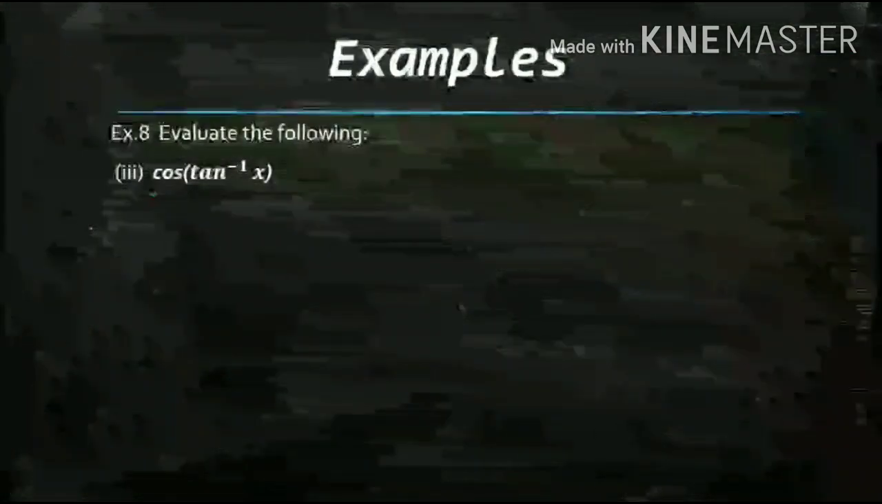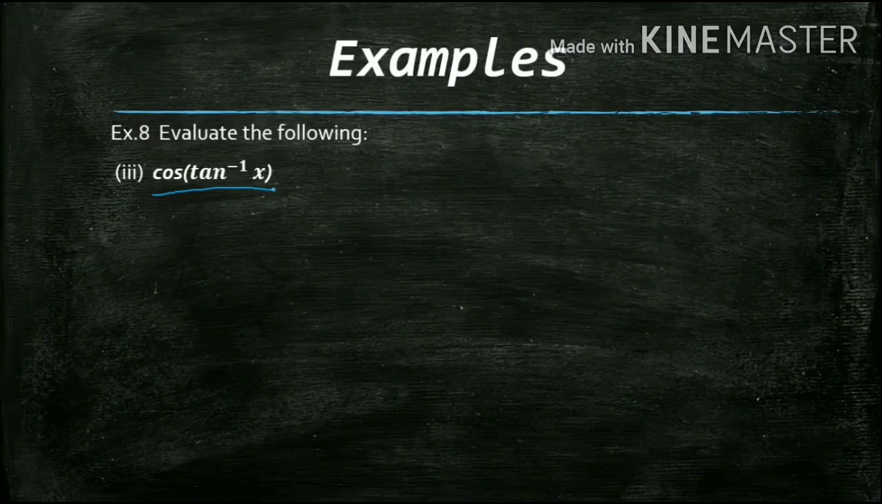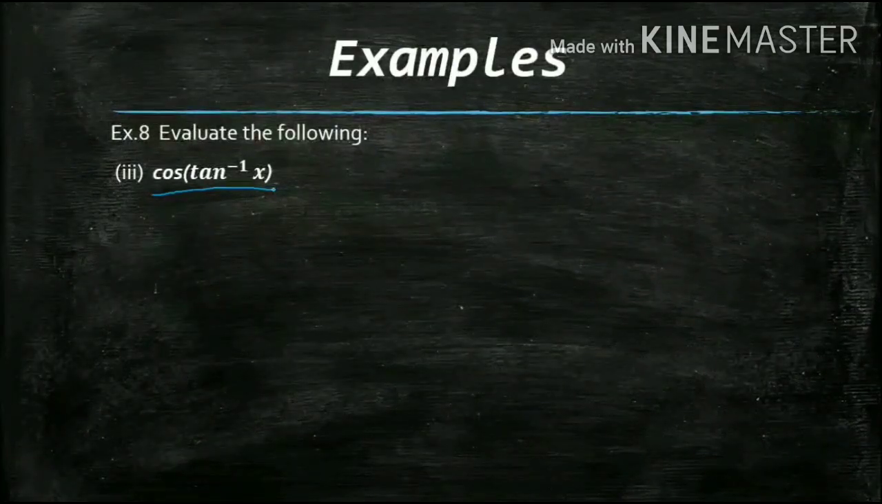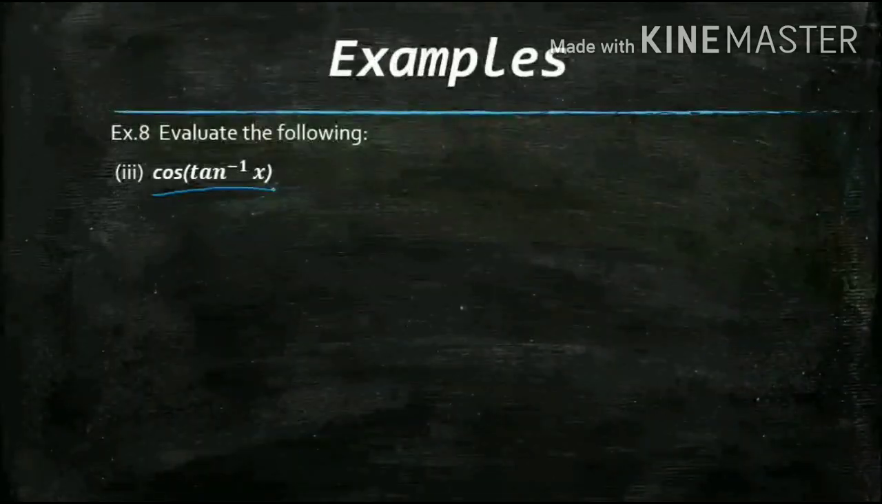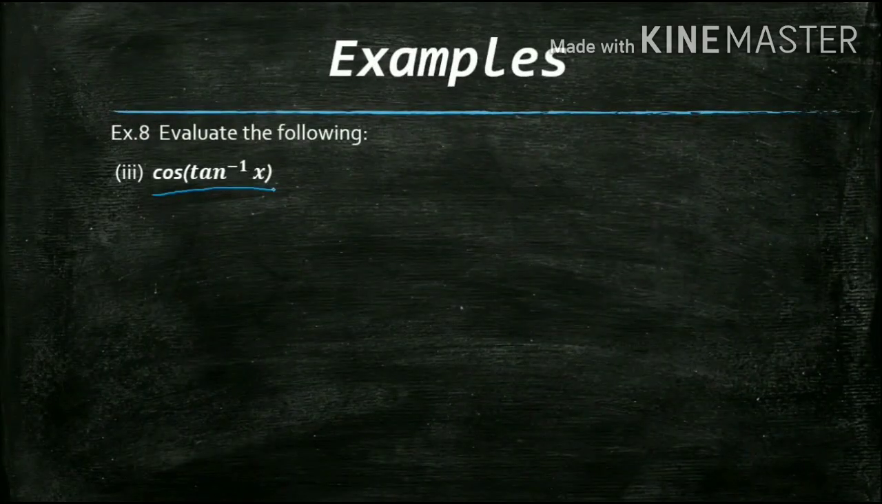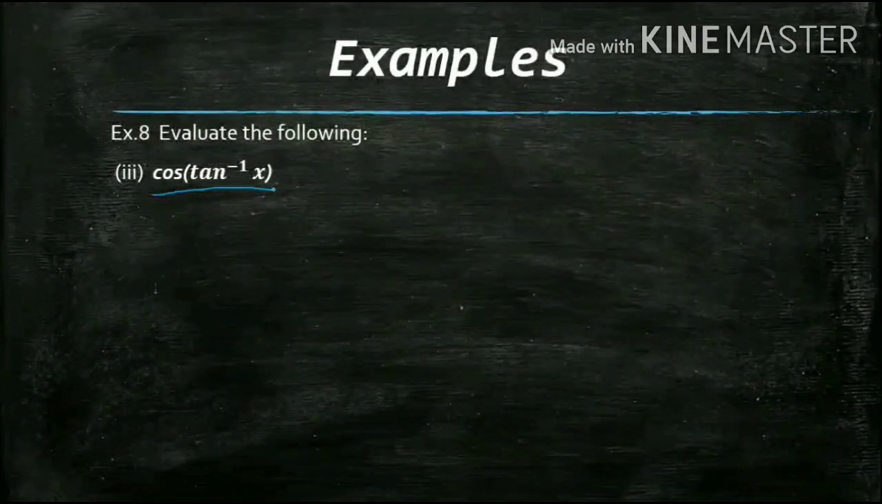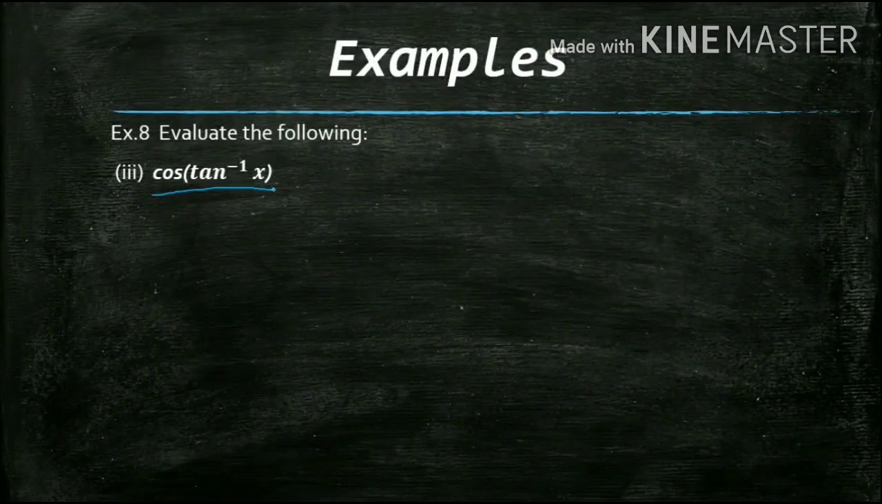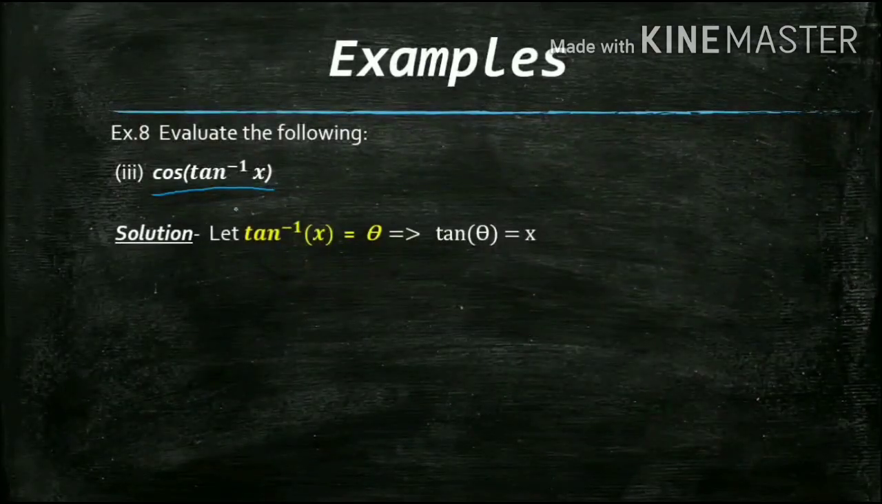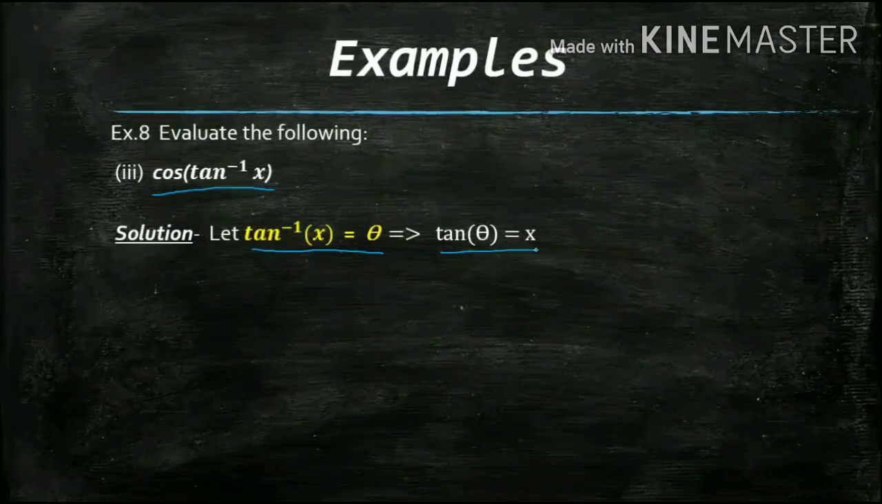So now you need to find the value of cos of tan inverse of x. First try it yourself. If you are stuck at a particular thing, if you can't do it, then look at the solution. Okay, so let me tell you then. Same steps you need to perform again. Firstly, let tan inverse x as theta. Then tan of theta would be x.